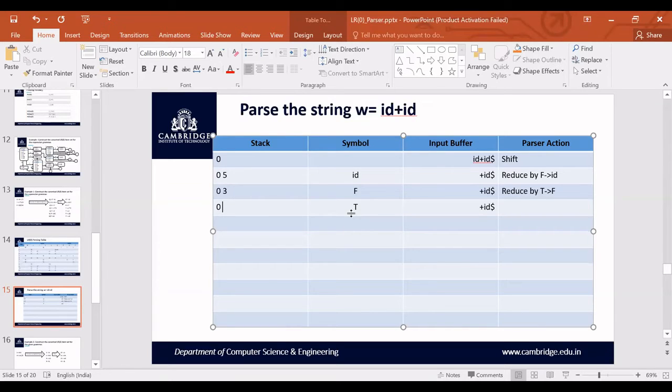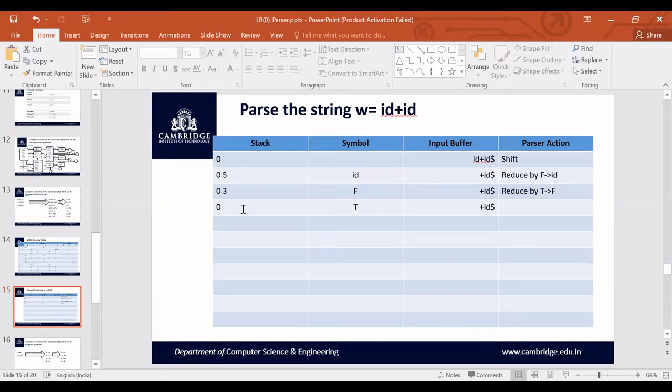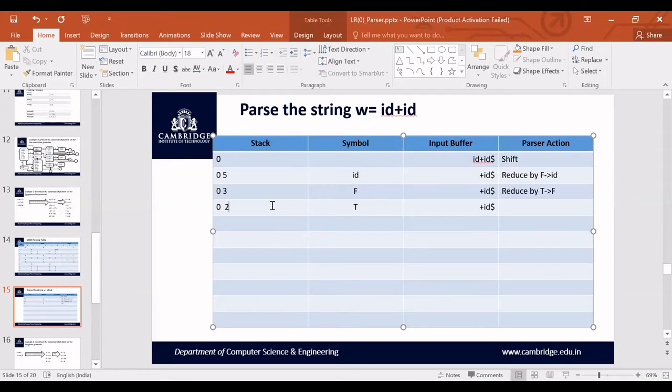What is 0 on T? Refer to the table. 0 on T is 2. Push this 2 onto the stack top. Then take a transition from 2 on plus. Check the parsing table for a transition from 2 on plus.